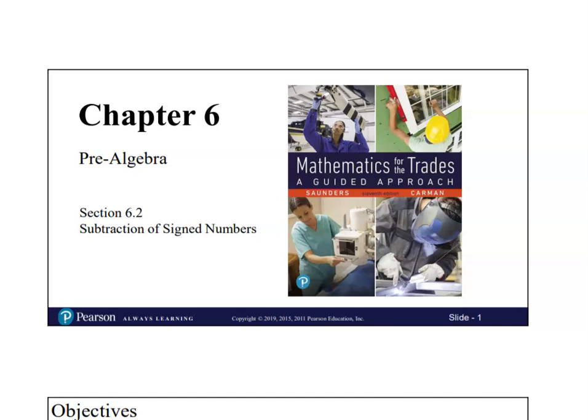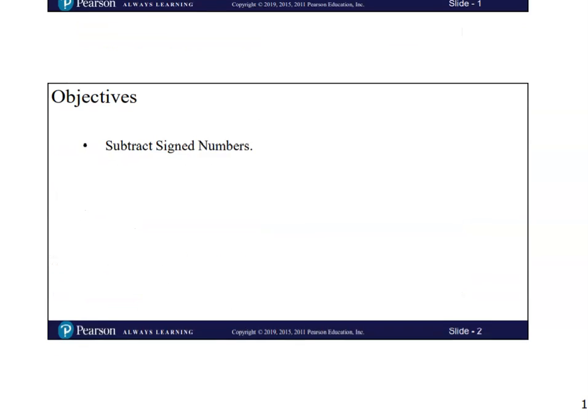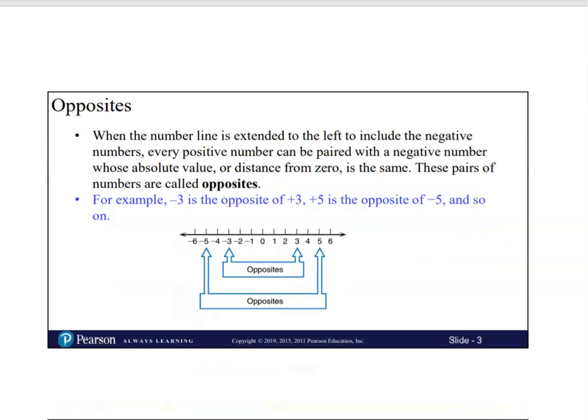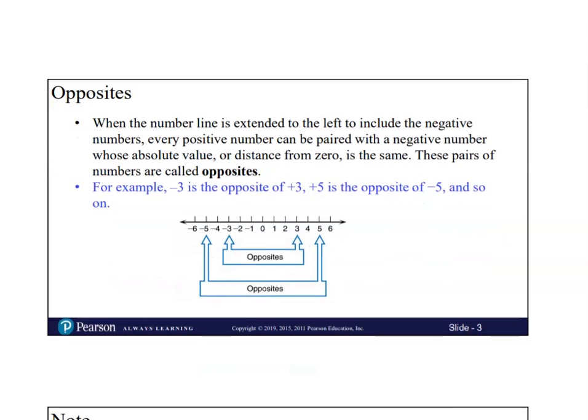Okay, this is Chapter 6, Section 2, and we're going to talk about subtraction of signed numbers. The objective that we're trying to accomplish is being able to subtract signed numbers. When the number line is extended to the left to include the negative numbers, every positive number can be paired with a negative number whose absolute value, or distance from zero, is the same. These pairs of numbers are called opposites.